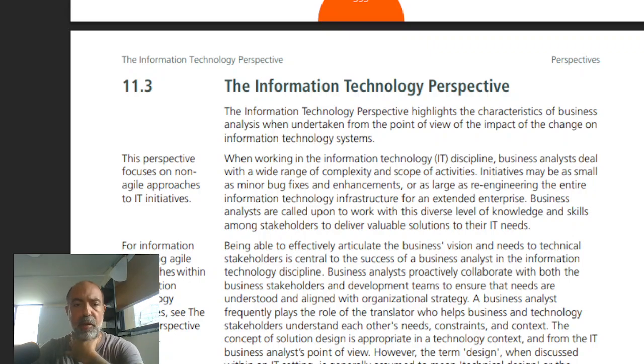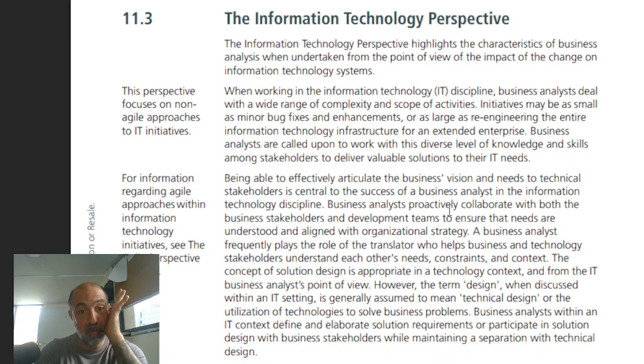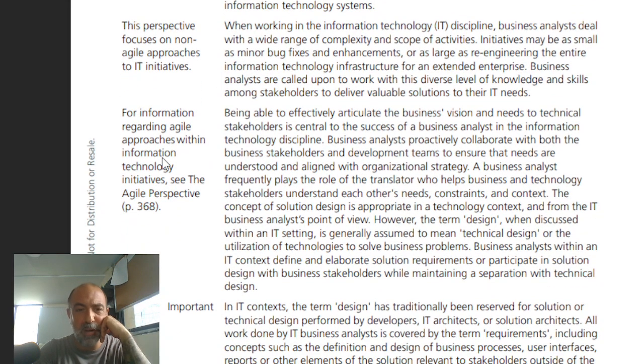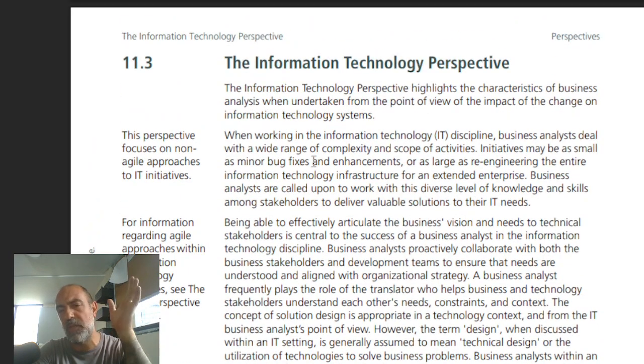All right, no hesitation. This video is about the information technology perspective. It shows here that the perspective focuses on non-agile approaches to IT initiatives. For information regarding agile approaches within information technology, these are next to that. So let's read at the center here, and then I'll start moving to these ones here.